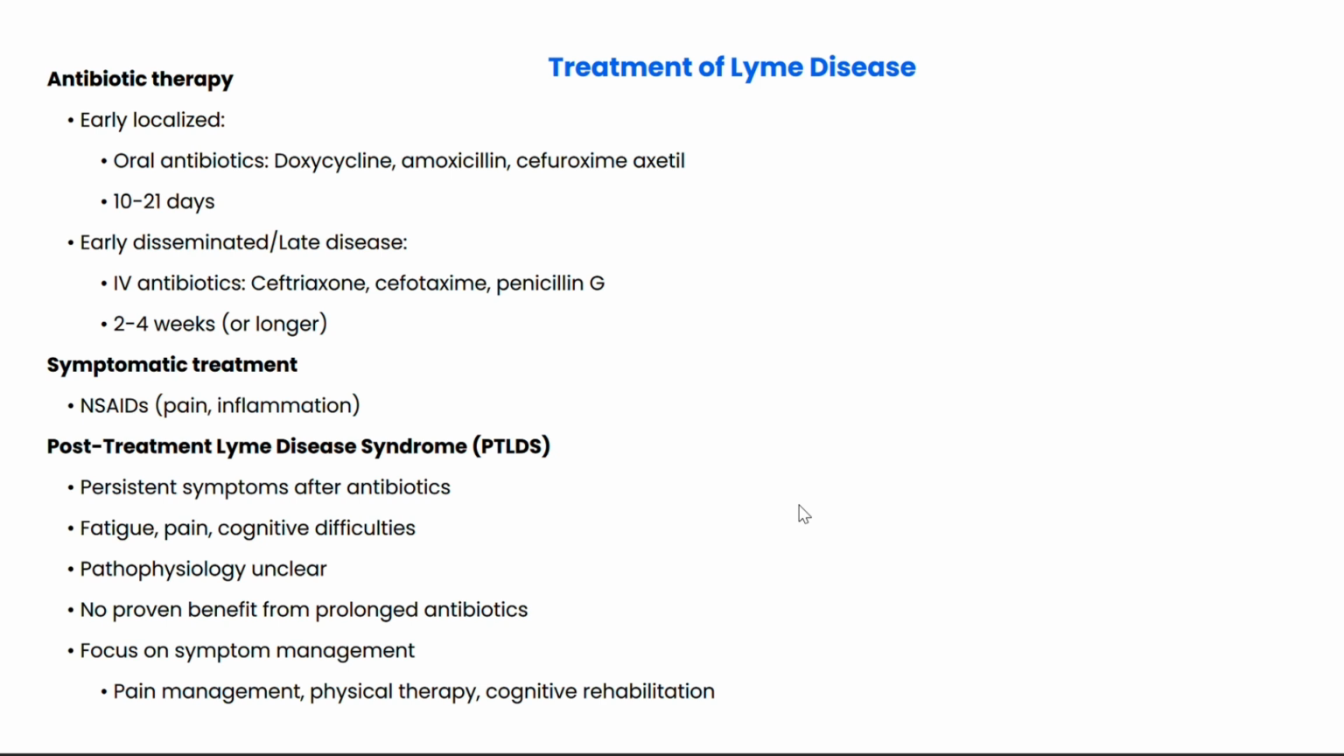Doxycycline is often favored for its effectiveness against other tick-borne infections that may be present. For patients with early disseminated or late stage Lyme disease, or those with neurological or cardiac involvement, intravenous antibiotics are generally recommended. These include ceftriaxone, cefotaxime, and penicillin G. The duration of IV therapy is typically 2 to 4 weeks, but it may be longer in some cases, depending on the severity and the specific manifestations of the disease.